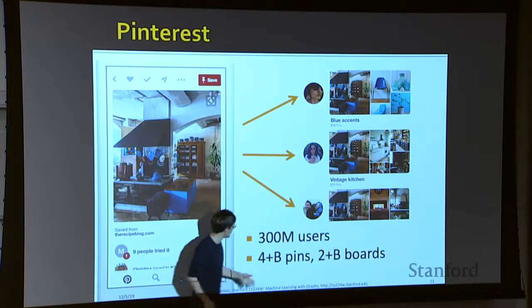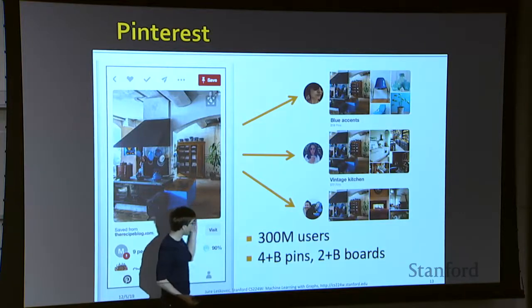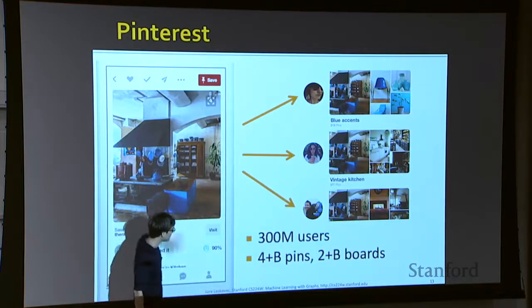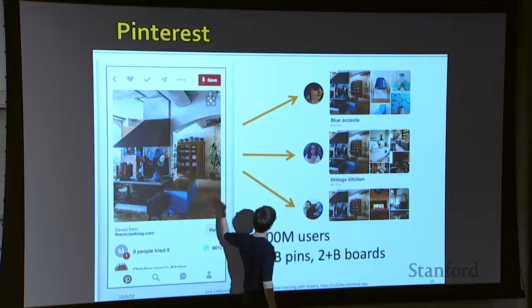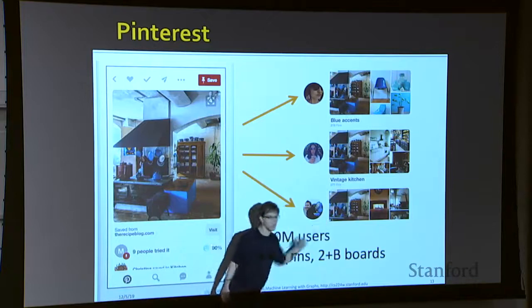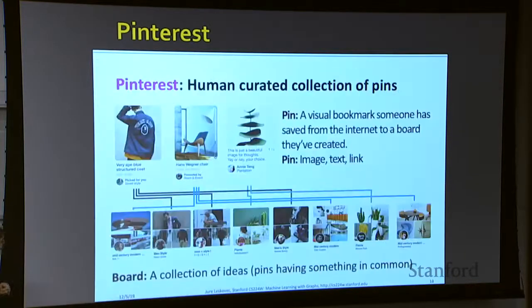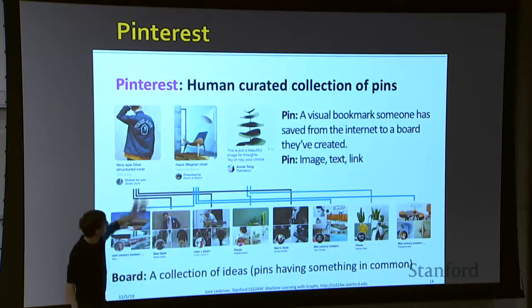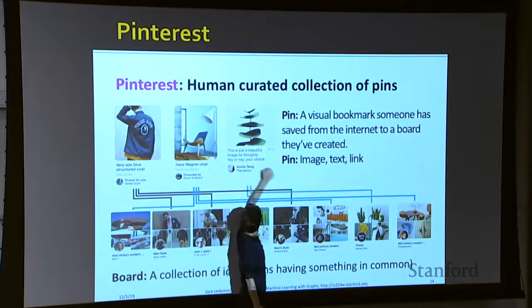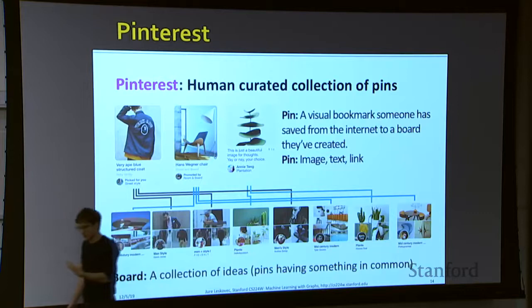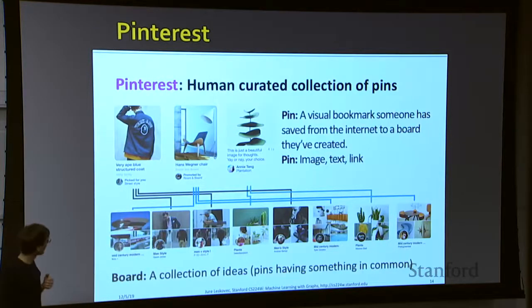The idea is that you have about 300 million users who are constantly taking images and saving them into collections. You have about 4 billion images, about 2 billion collections, and over 200 billion of these edges, or connections, between images and the boards they belong to. Okay? So you can naturally interpret Pinterest as a bipartite graph of pins and the collections they belong to. Every pin has an image and text associated with it, and every board is simply a collection of pins.